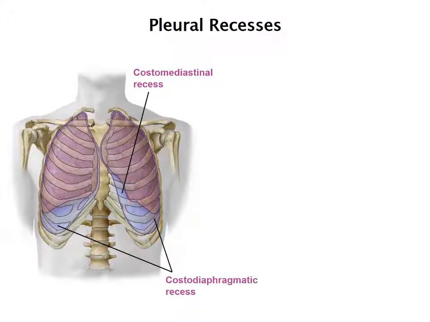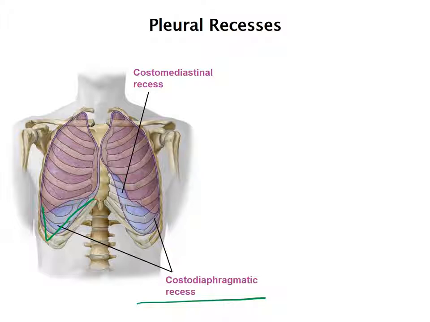The largest of these recesses is referred to as the costodiaphragmatic recess, found between the diaphragm and the ribs, shown here. In lab, you'll actually be able to stick the entirety of your hand into this recess on both sides. That's how large it is.